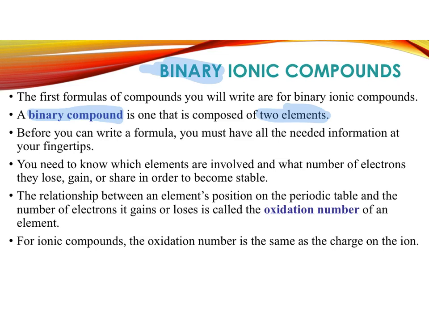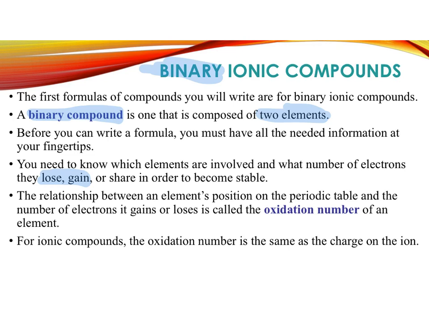We need to know what elements are involved, how many elements total are in the compound. Is it a binary compound, or is it something that's not binary, which would have more than two elements? And we also kind of need to know what's going on in the losing and gaining of electrons. It also says sharing, but sharing is a type of bond called covalent bond, and that is something we'll do later on.